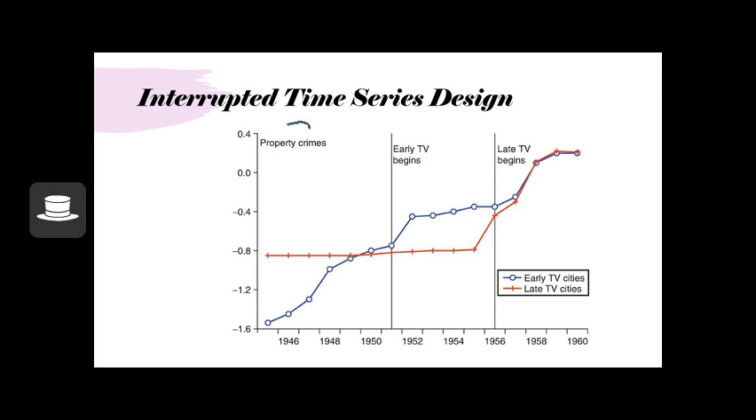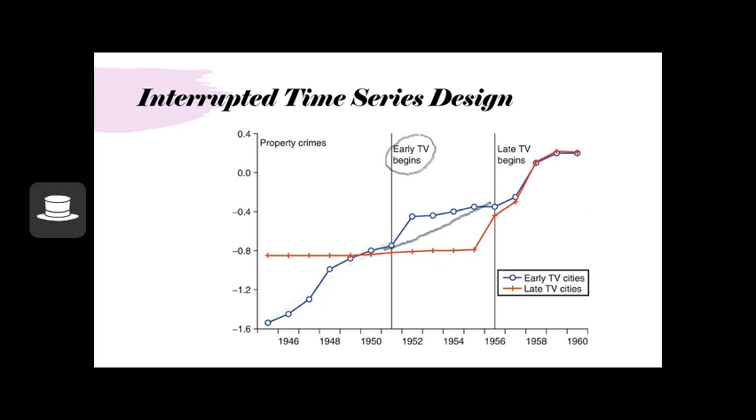We're looking at the rate of property crimes, right? So this is what property crime looked like before early TV was adopted in some cities. And this blue line represents cities that adopted TV early. And we can see that the data was increasing, but also once they adopted TV, there was a spike, right? So the property crimes continued to increase.